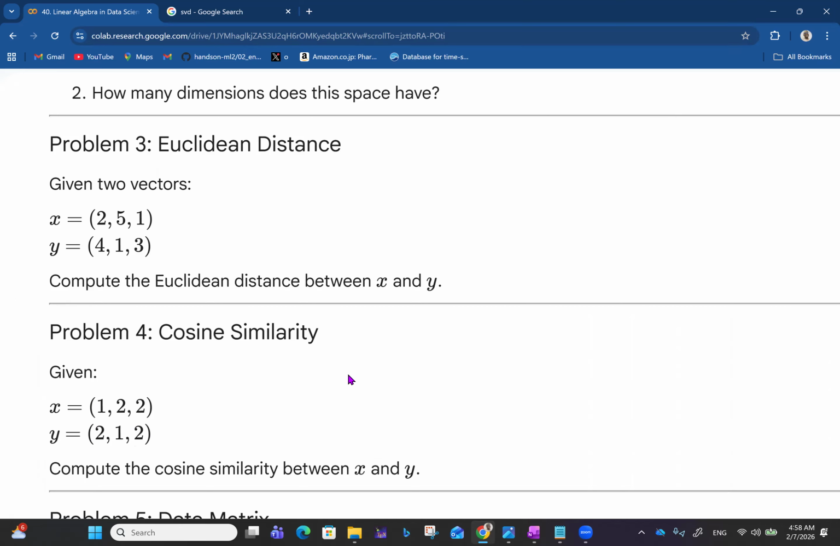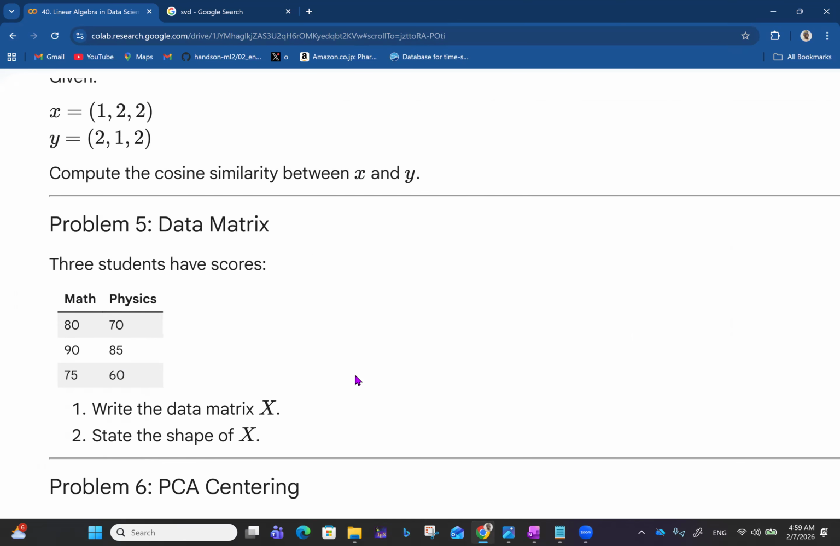So that'll be 8 over 9, I think. Cos theta is 8 over 9. So you find 8 over 9 and take the cos. So that's the cosine similarity between x and y.